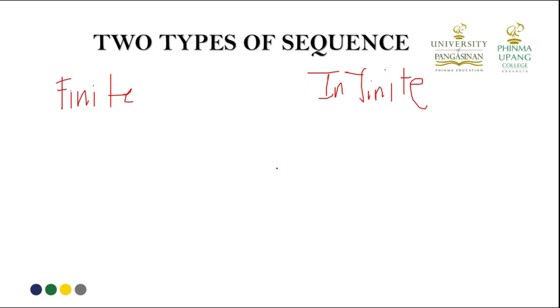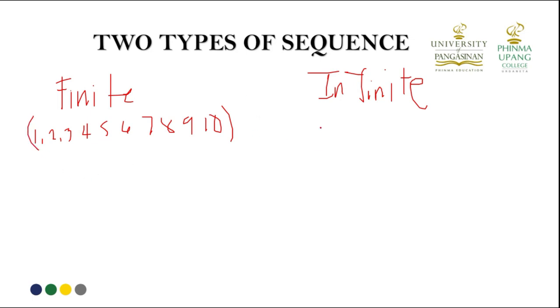Can you give me an example? When it's finite, there is a specific number where it stops. Can you give me specific numbers? Finite, sir, from 1 to 10. Okay, 1, 2, 3, 4, 5, 6, 7, 8, 9, 10. Should I put a dot or not? No need. Okay, how about infinite?